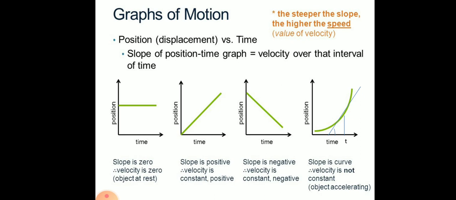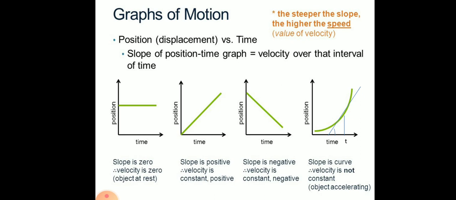In the first slide, four graphs are shown between position and time. In the first graph, it is very clear that time is increasing, but the position of the particle remains constant. Therefore, this type of graph represents rest.